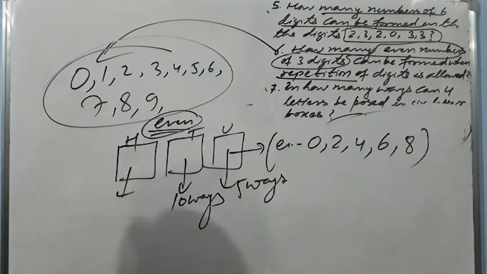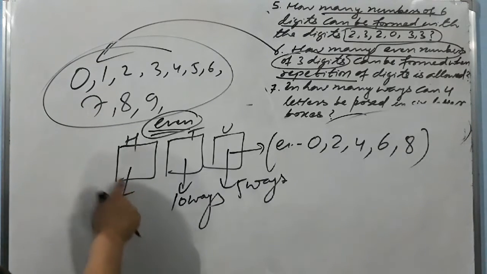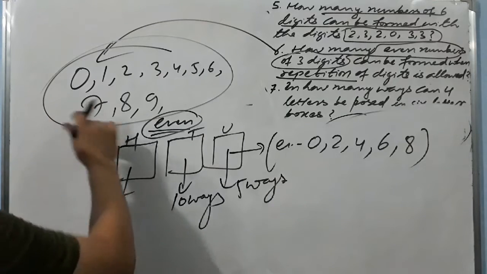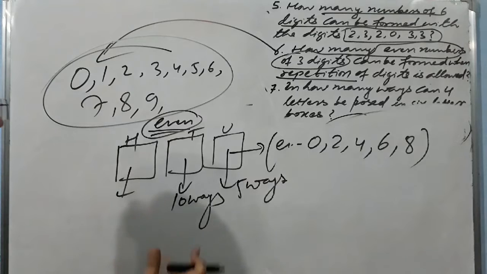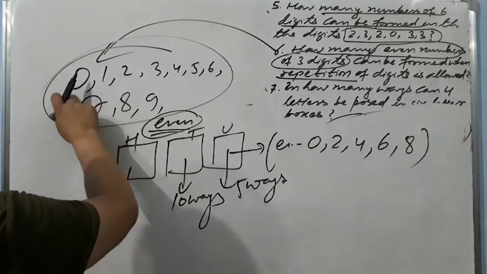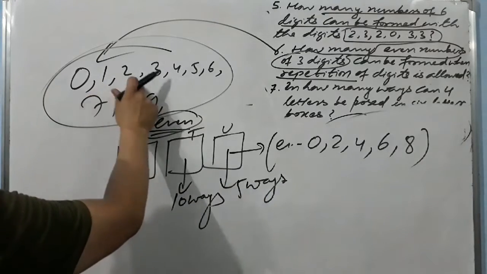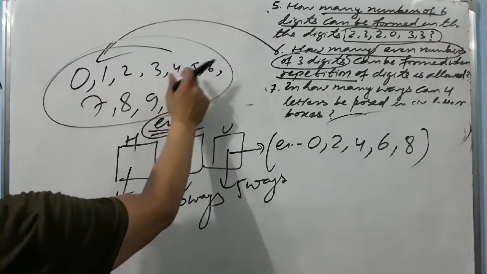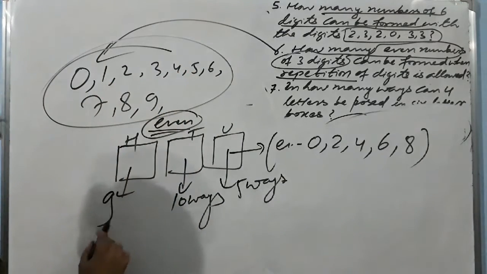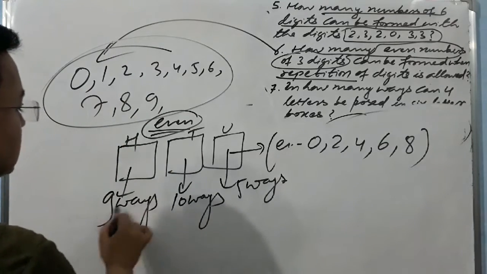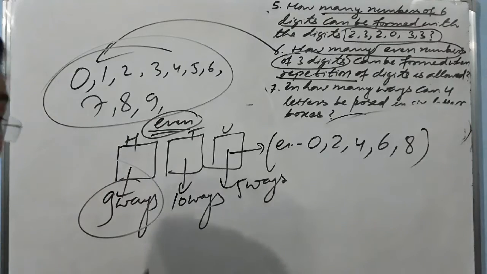And in how many ways can the 100 place be filled up? If by chance 0 comes here, then this number will not be a 3 digit number, it will be reduced to a 2 digit number. So we can't take 0 here to make a three-digit number. We can take any one of 1, 2, 3, 4, 5, 6, 7, 8, 9, because repetition is allowed. So in 9 ways we can fill this up. Any problem here?